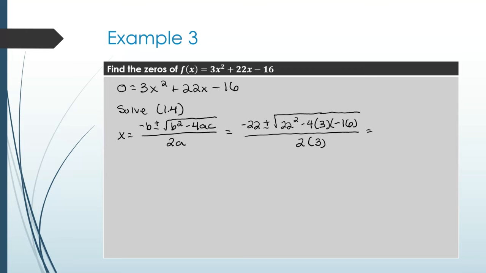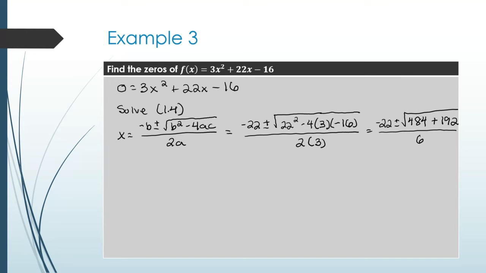So I'm going to take my calculator and start following the order of operations by simplifying this. I have negative 22 plus or minus the square root of 22 squared, which is 484. And then negative 4 times 3 times negative 16 is 192. So I'm going to add 192 because I have two negative signs there: the minus in front of 4, which is a negative, and then the negative 16. Those cancel, and they become a positive. And then in the denominator, 2 times 3 is 6.